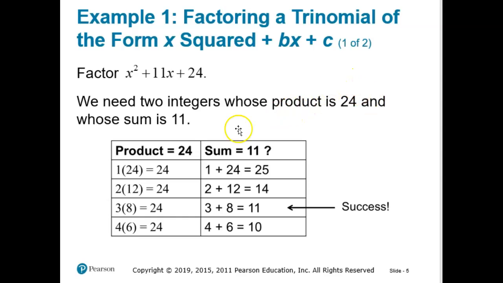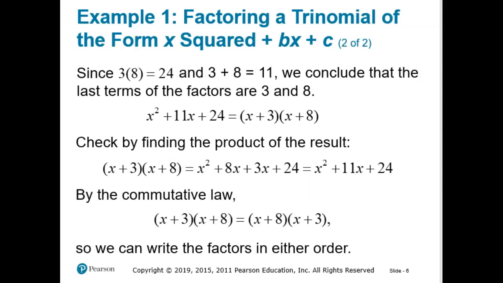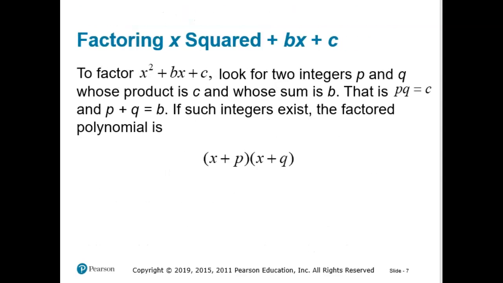We are trying to think of what two numbers multiply together to be 24. So you have 1 times 24, 2 times 12, 3 times 8, and 4 times 6. Which of these two numbers added together give you the middle coefficient of the x term? So which ones of these add together to be 11? That would be 3 and 8, where both of those are positive. So we know right here that the factors are x plus 3 and x plus 8. You can always multiply them back out to double check, and yep, we got it right.